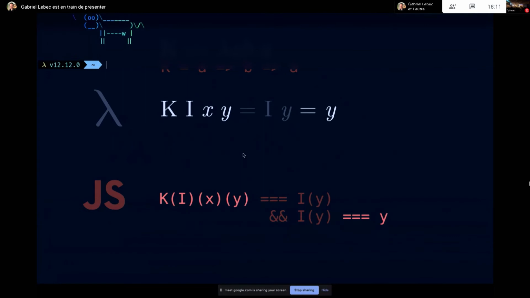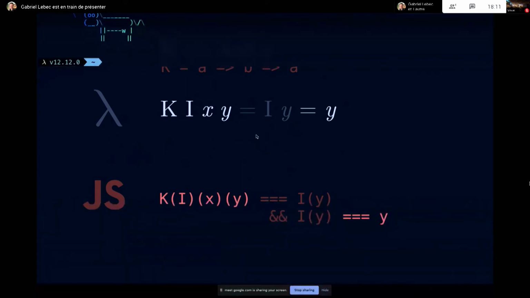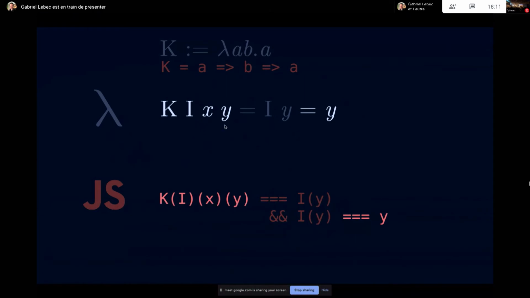All right. So suddenly, there we go. Suddenly we have something new. We have something we didn't have before, which is this function here, k of I. If I pass it two inputs, it returns the second one. Remember, k, if I gave it two inputs, returned the first one. But k of I, given two inputs, returns the second.